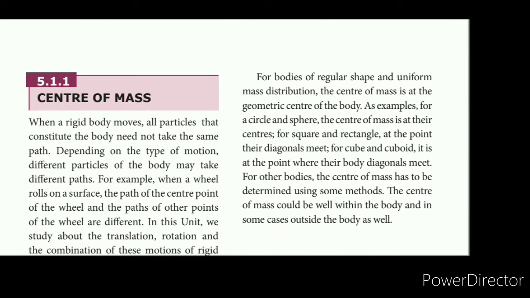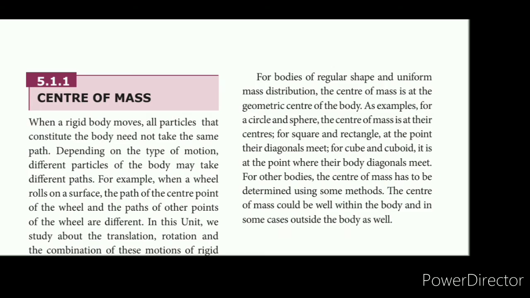Now, what is meant by center of mass? When a rigid body moves, all the particles that constitute the body need not take the same path. Depending on the type of motion, different particles of the body may take different paths. For example, when a wheel rolls on a surface, the path of one point of the wheel and the path of other points of the wheel are different. In this unit, we'll study translation and rotation motion and combinations of these motions of rigid bodies.